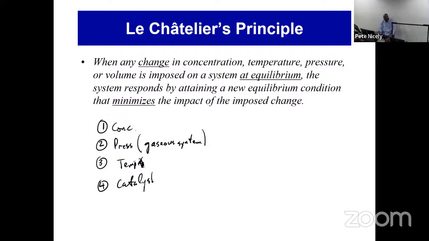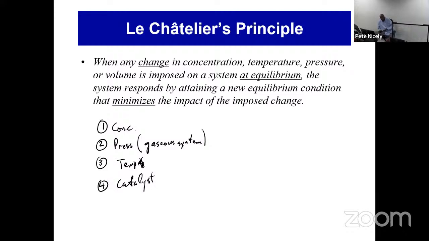So these are the different factors that we're going to look at to see how they affect the system in equilibrium. But let me just talk about Le Chatelier's principle. If you look in different textbooks, you'll see it's worded differently. The way it's worded here is that when any change in concentration, temperature, pressure, and volume are imposed on a system at equilibrium, the system responds by attaining a new equilibrium condition that minimizes the impact of the imposed change, all right? So that's a bit wordy.